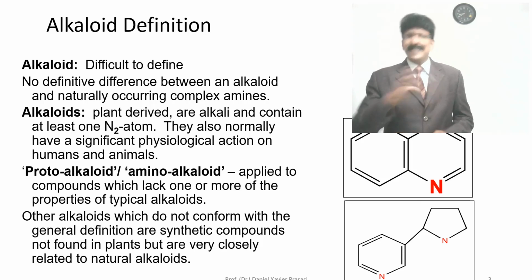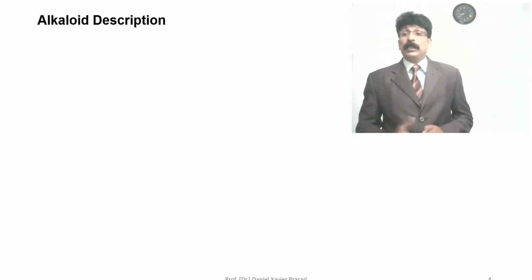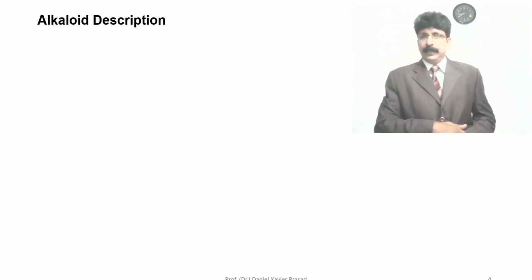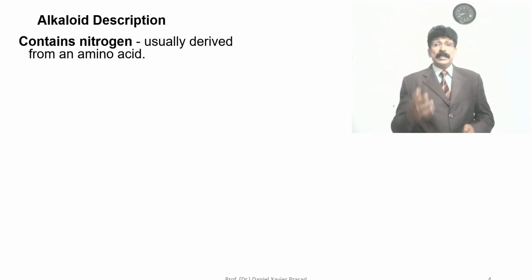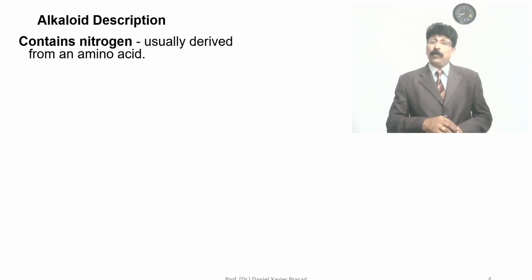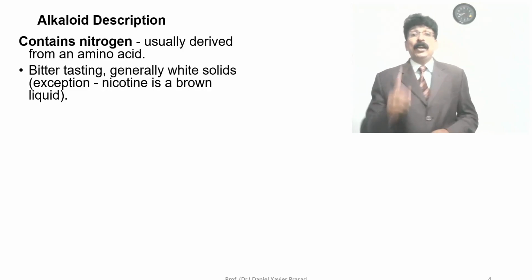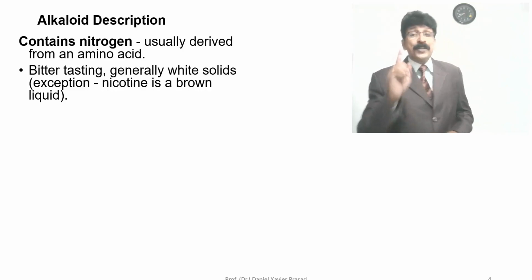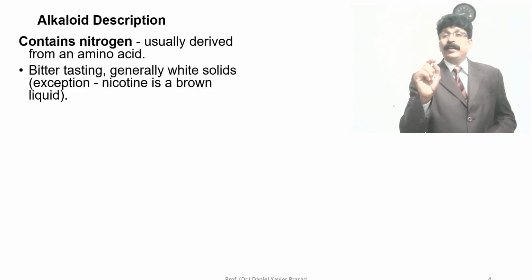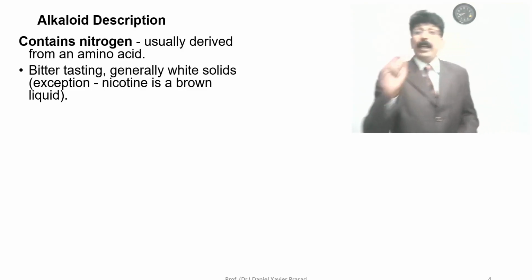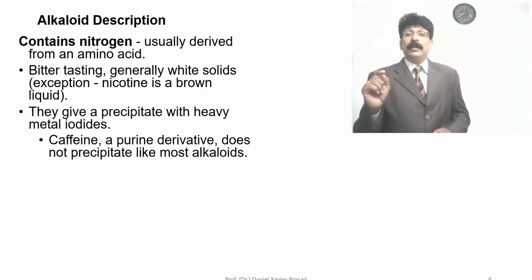This is the general definition, but when you come to classification, the student should know that alkaloids are basic in nature because of the presence of nitrogen. The nitrogen may be inside the ring or outside the ring. Or you can say they are heterocyclic rings containing nitrogen, usually derived from amino acids. Bitter tasting, generally white solids. The exception you should remember is nicotine, which is a brown liquid. It can even be volatile in nature.